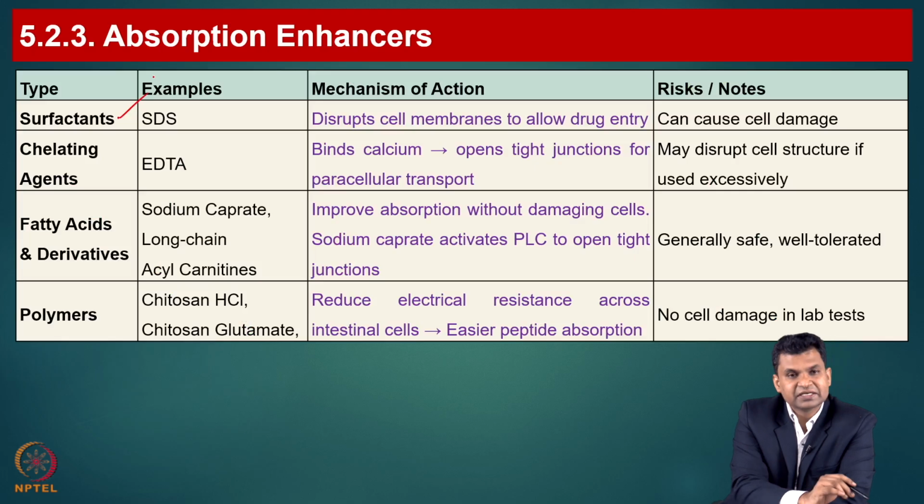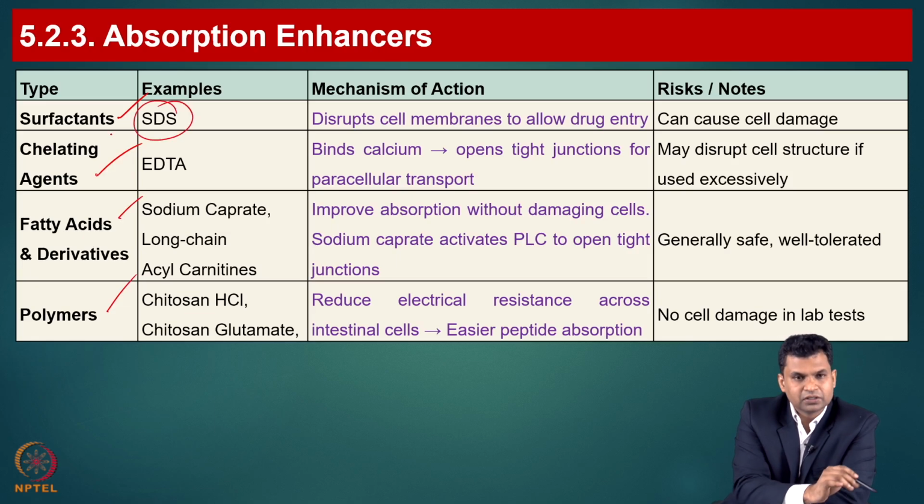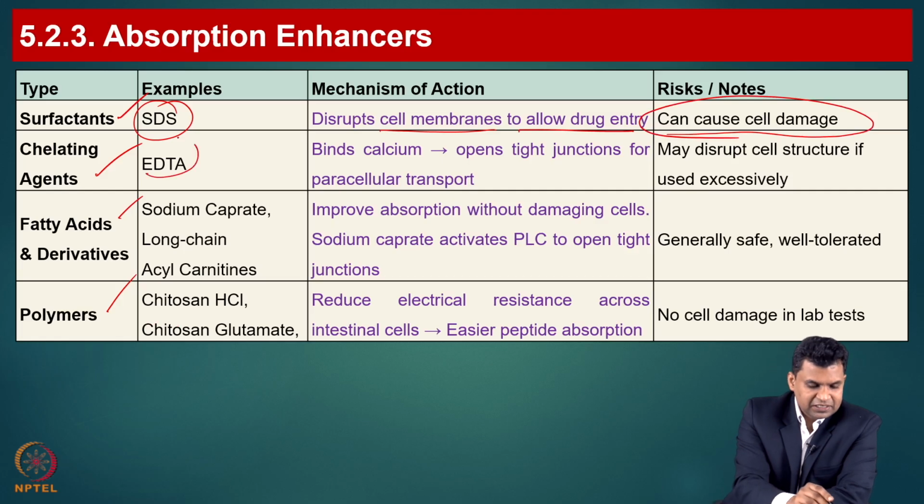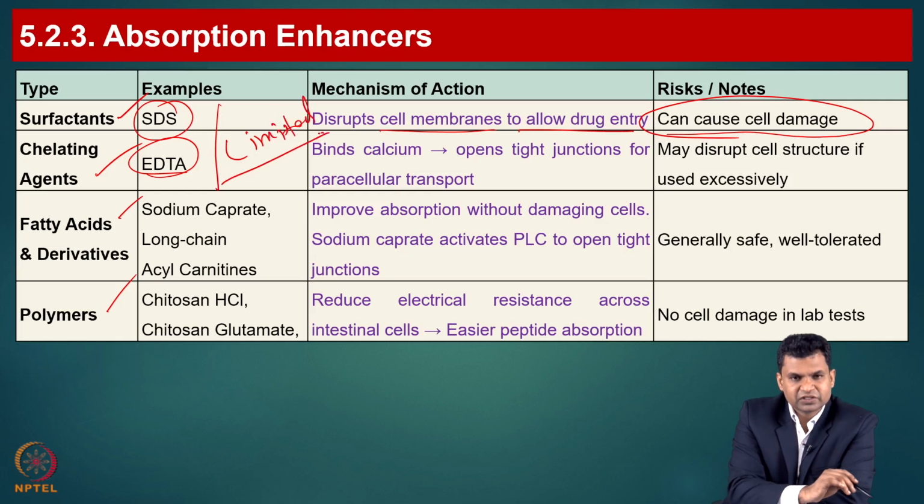We can use surfactants, chelating agents, fatty acid derivatives and polymers as examples of absorption enhancers. Sodium dodecyl sulfate will disturb the cell membrane and allow the drug entry, but it can cause cell damage because surfactants are very dangerous to the cells. And EDTA, yes, we have to use in a limited concentration, so based on that we can use it. Again, EDTA undergoes chelation, which will also help in changing the function of the tight junctions.